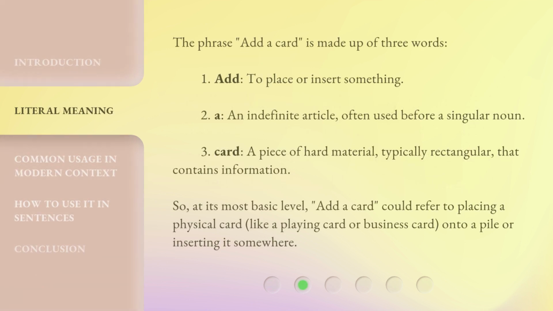The phrase "add a card" is made up of three words. 1. Add: to place or insert something. 2. A: an indefinite article, often used before a singular noun. 3. Card: a piece of hard material, typically rectangular, that contains information. So, at its most basic level, "add a card" could refer to placing a physical card, like a playing card or business card, onto a pile or inserting it somewhere.